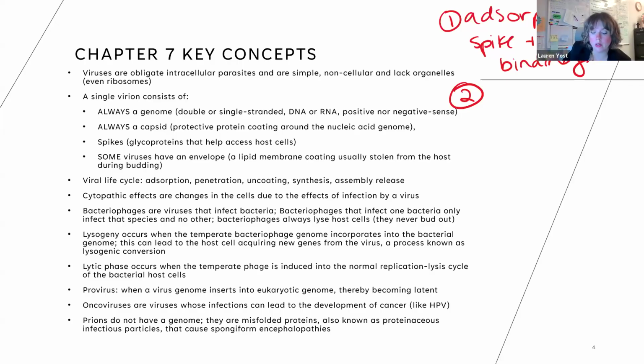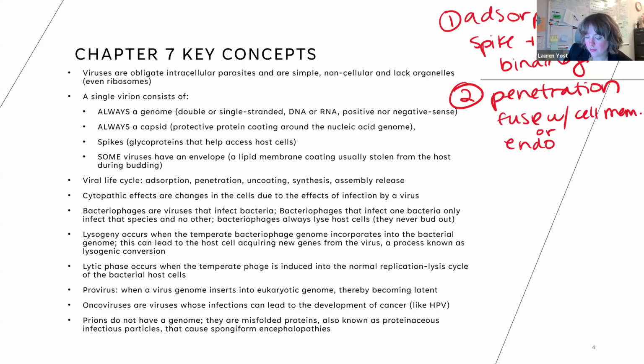Number 2: if our key on our viral spike unlocks the lock on the cell surface and the cell is going to let us in, that process is called penetration. This either happens through fusing with the host cell membrane, or endocytosis. So that's how we get in.